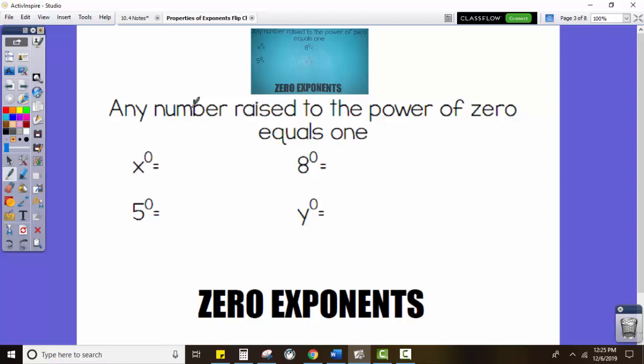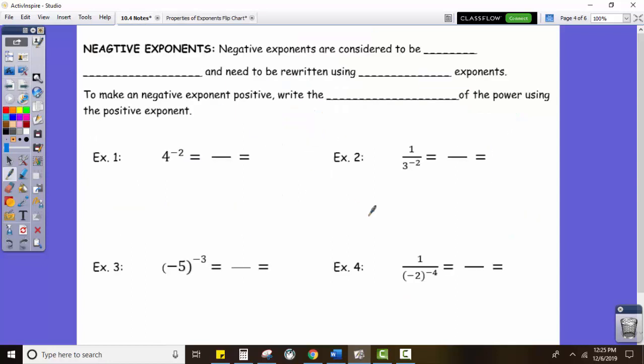So it says any number raised to the power of 0 equals 1. So x to the power of 0 equals 1, even though you don't know what x is. 8 to the power of 0 equals 1. 5 to the power of 0 equals 1. And y to the power of 0 equals 1. Okay, so we're going to go back to our packet here and look at the next section of properties of exponents.